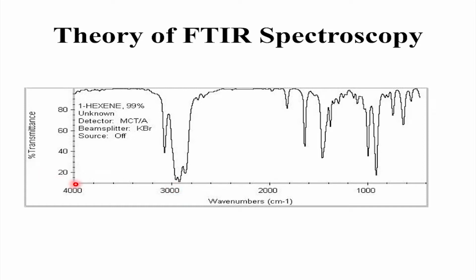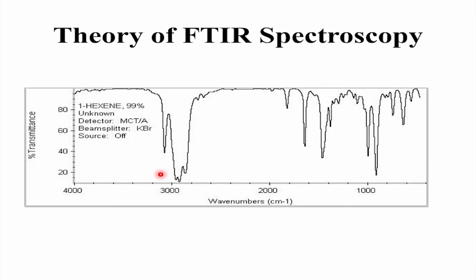So if you see this region from 4000 to around 3200, the transmittance shows 100%. That means if there are 100 photons in each of these wavelengths or wave numbers, none of these photons are absorbed by the sample. If there are 100 photons in the incident beam, once it passes through the sample, 100 photons are reaching the detector. There is no absorption of any photon in the range from 4000 to 3200.